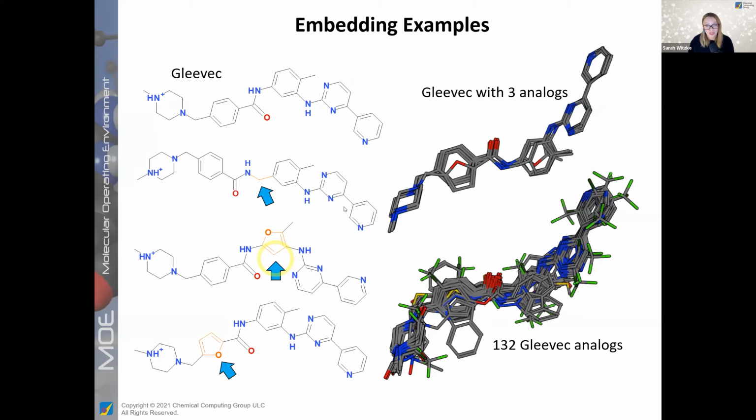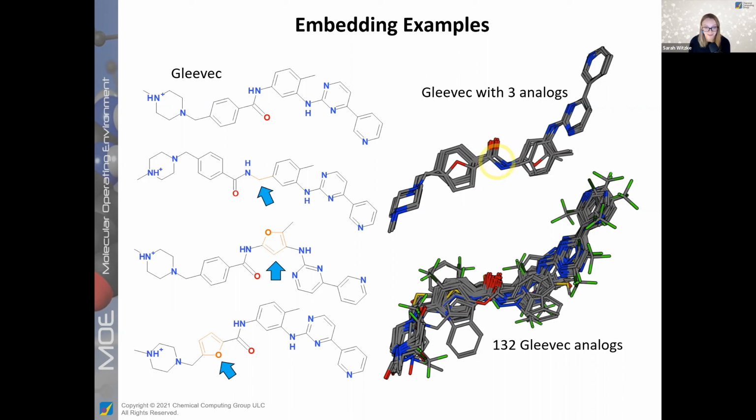Nonetheless, when we do 3D embedding, you'll see the results up here in the top right corner of the slide. All three of them here are superposed on Gleevec, and you'll notice they have a very similar size and shape, all of them, right? So we can actually make them contained within the same shape as before. And even, for instance, the location of the amide here is in the same area.